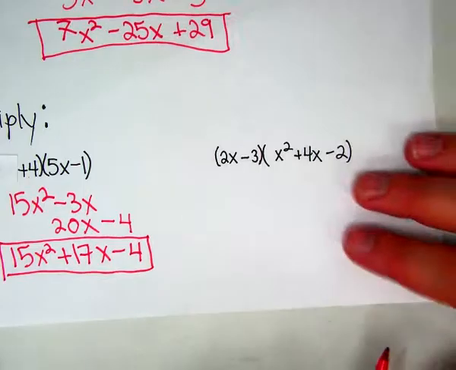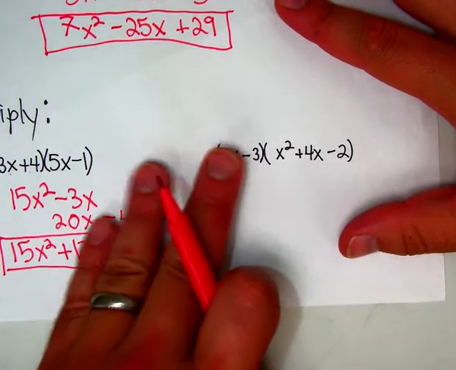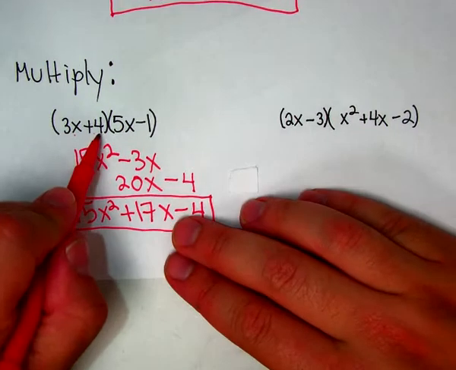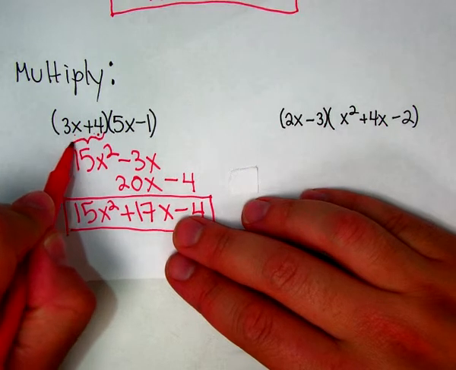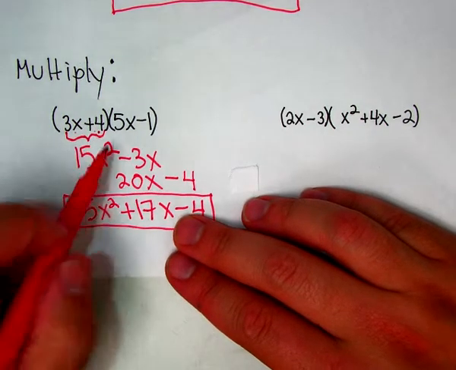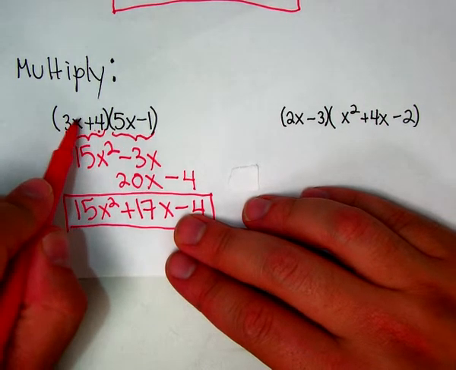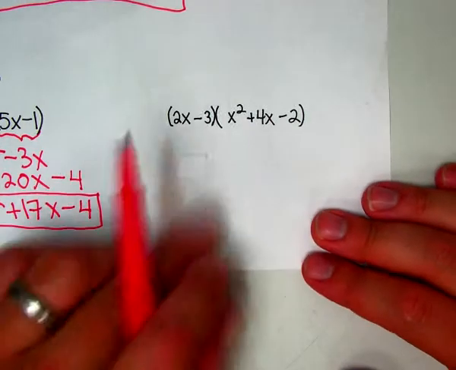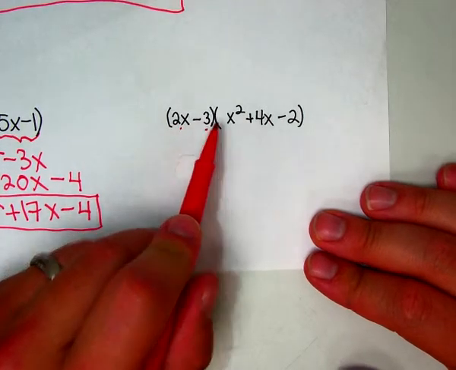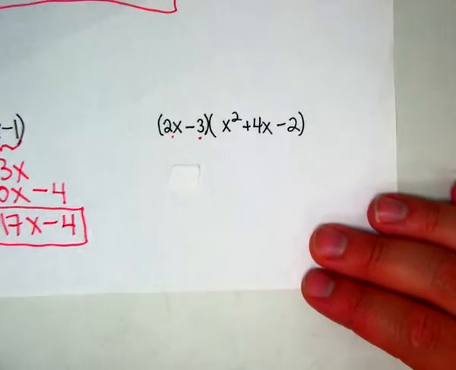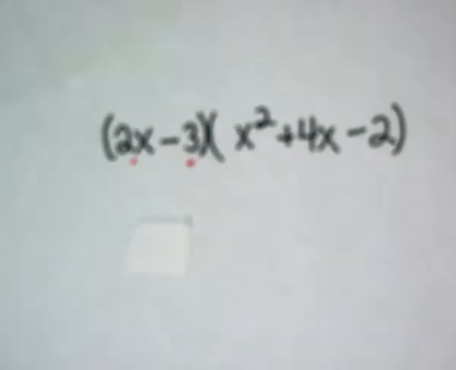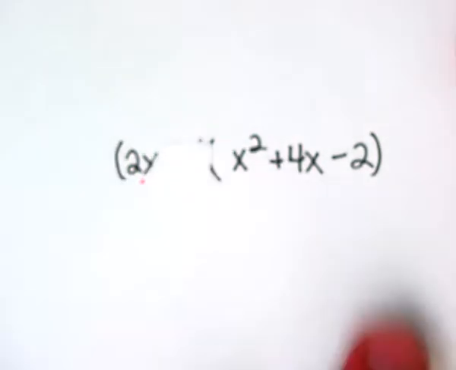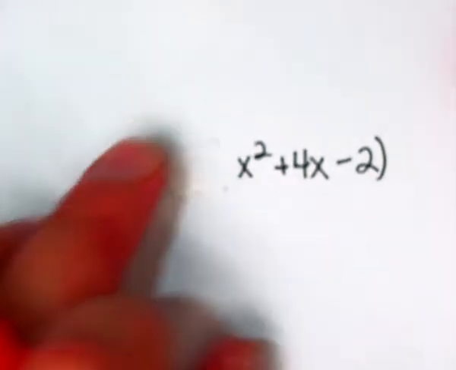Okay? The reason we say distribute instead of FOIL is because FOIL only works when we're talking about first, outside, inside, last. And that's when we have a 2-term polynomial or a binomial times a binomial. So 2 times 2, we can have 4 letters for FOIL. But when we look at this, we have 2x minus 3, and we have x squared plus 4x minus 2. Zoom in on that so you guys can see the work on this. Do the same process. Instead of thinking about FOIL, we're going to be doing distribution.